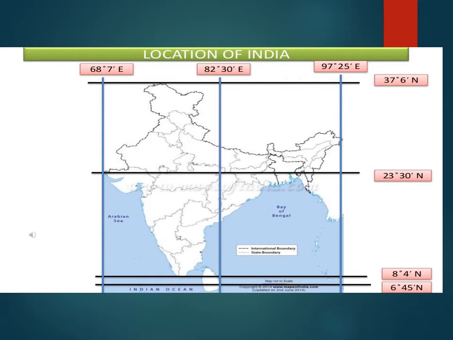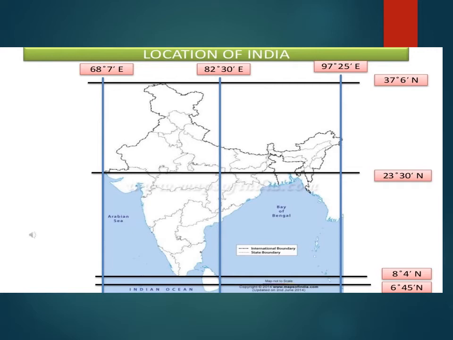The latitudes are the blue color lines. The vertical lines are longitudes, and 82.5 degree east longitude is passing almost through the middle. When we are considering east to west, the longitude passing through the middle of the country is 82.5 degree east longitude. We are considering it as the standard meridian of India. We will learn about that in detail in the next part of the lesson.